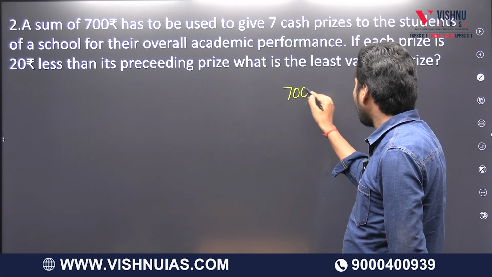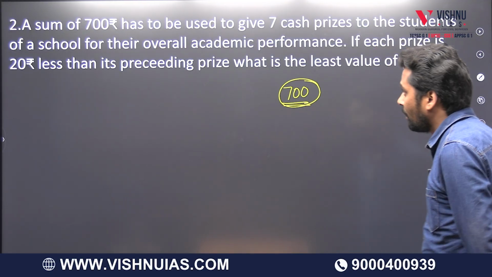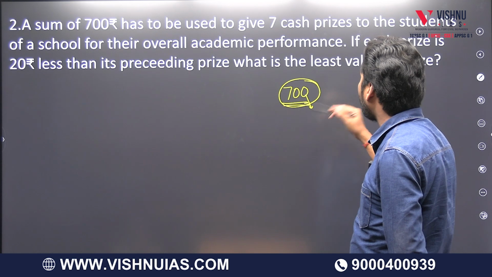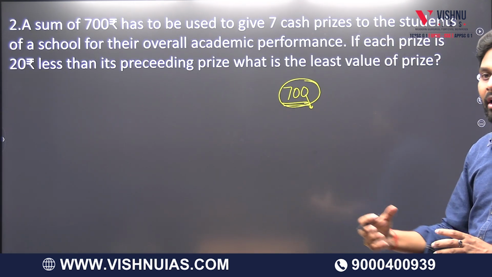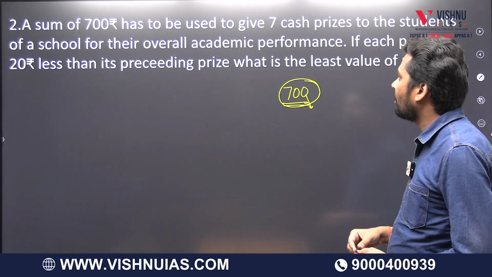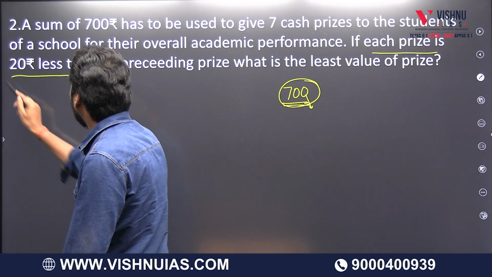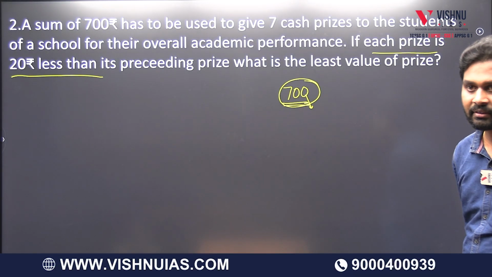What is the amount he had? Initially we have an amount of 700 rupees. This 700 rupees has to be used to give 7 cash prizes, because 700 rupees are distributed into 7 cash prizes to the students. And what is the condition given here? Yes, each prize is 20 rupees less than its preceding prize.